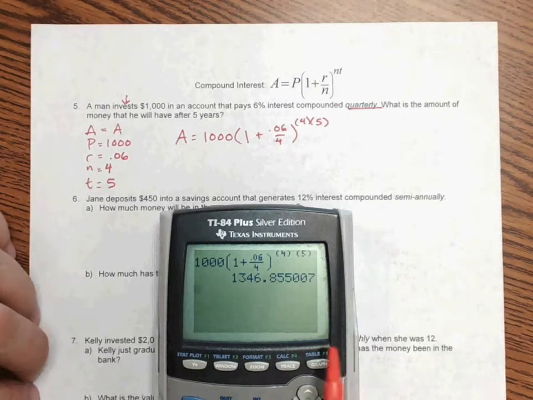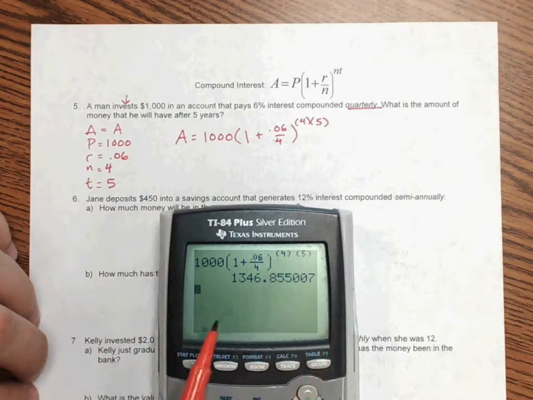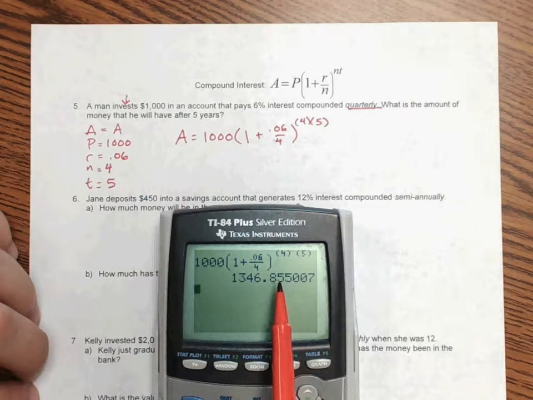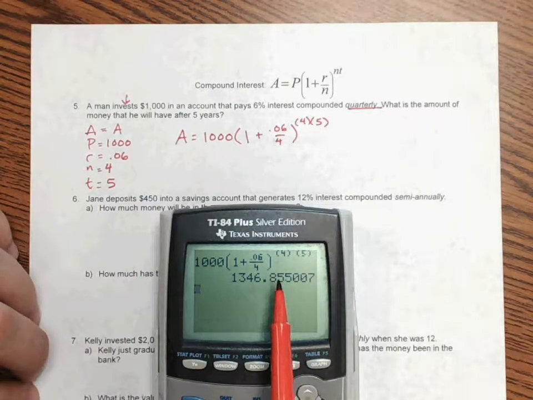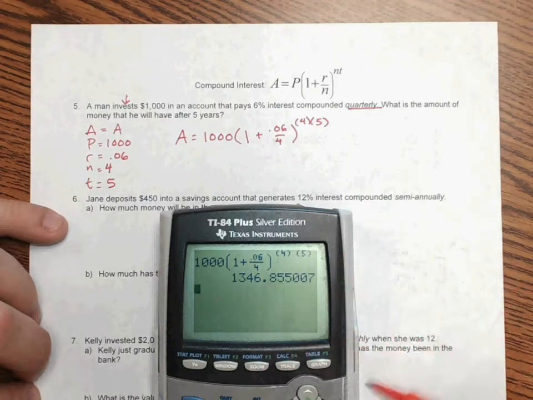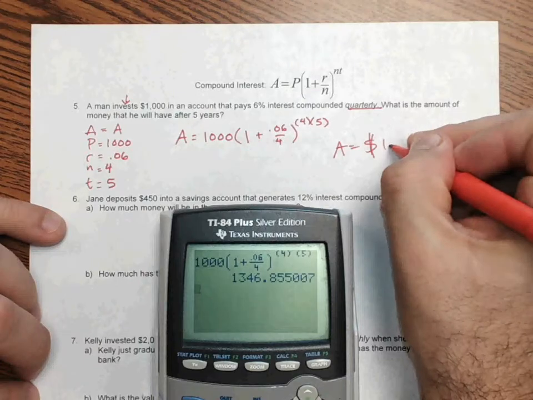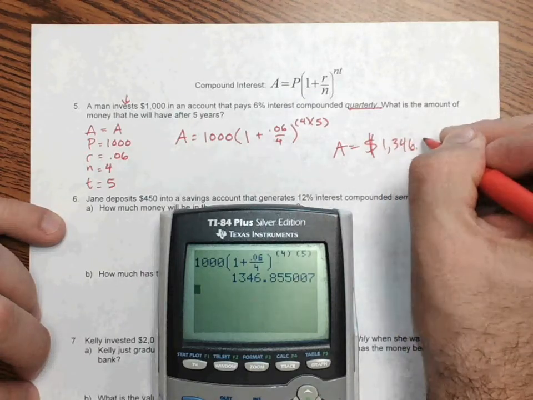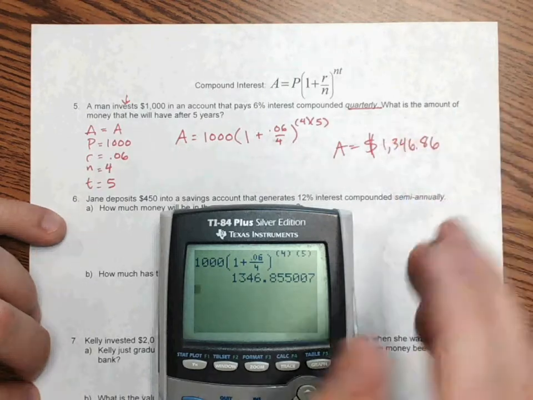Now, whole bunch of decimals here, but remember the A value is for total money, which means we need to round this so it looks like money, which is going to be 2 decimal places. This third decimal place tells us that we're going to round that 5 up to a 6. So our total value is going to be A equals $1,346.86. Okay, remember the dollar sign.